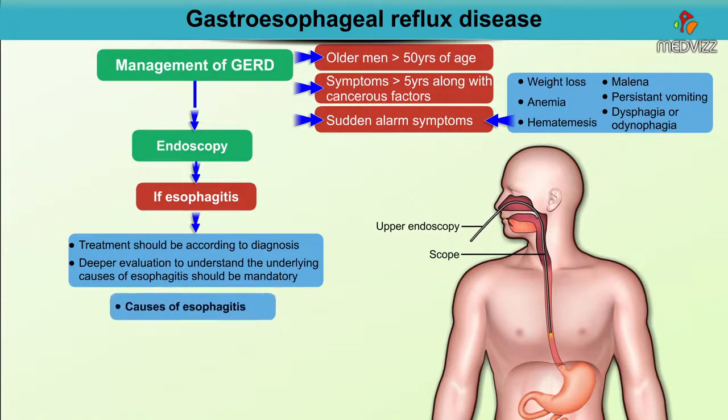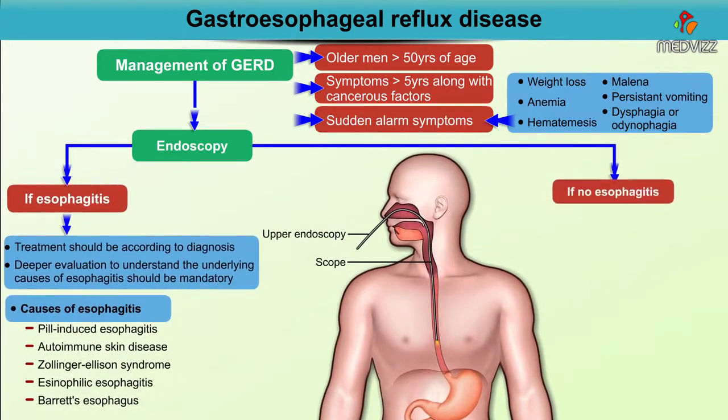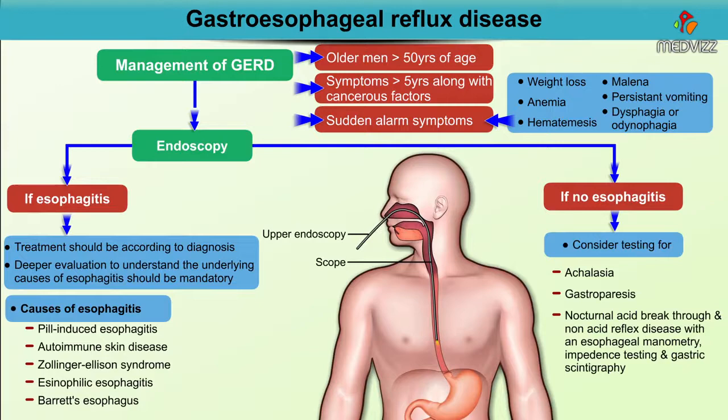Some of the most common causes of esophagitis could be pill-induced esophagitis, autoimmune skin disease, Zollinger-Ellison syndrome, eosinophilic esophagitis, and Barrett's esophagus. On endoscopy, if there is no esophagitis, consider testing for achalasia, gastroparesis, nocturnal acid breakthrough, and non-acid reflux disease, with an esophageal manometry or impedance testing, and in some cases, gastric scintigraphy.